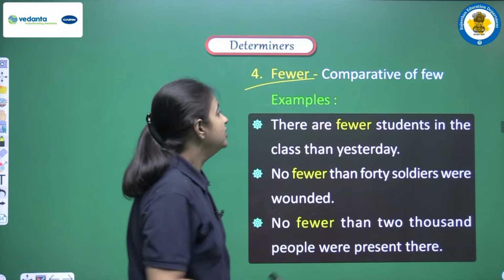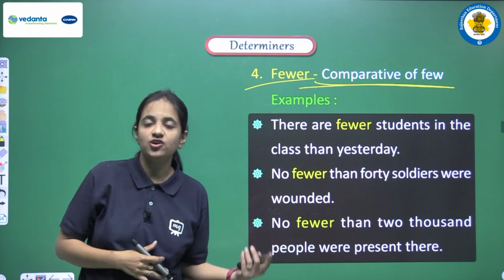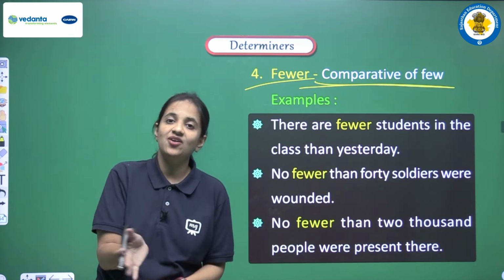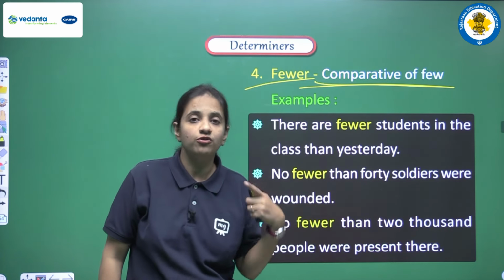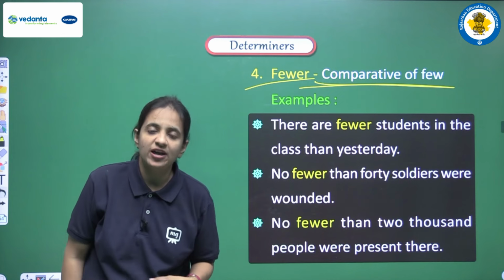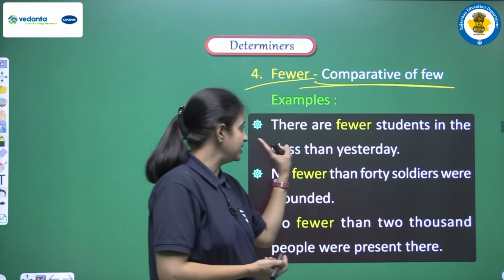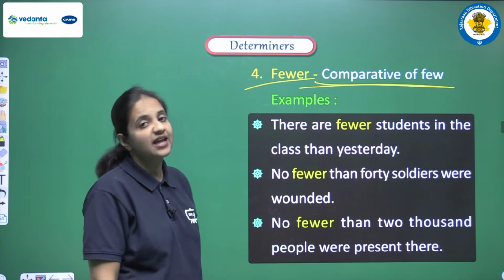So what is fewer? This is the comparative of a few. So this is the comparative degree of a few. So I am sure that you all are aware about the positive, comparative and superlative degrees, right? So fewer, this is the comparative form of a few, and it is used when we are making a comparison, when we are using comparative form. How? Let's see the examples. First one is, there are fewer students in the class than yesterday.